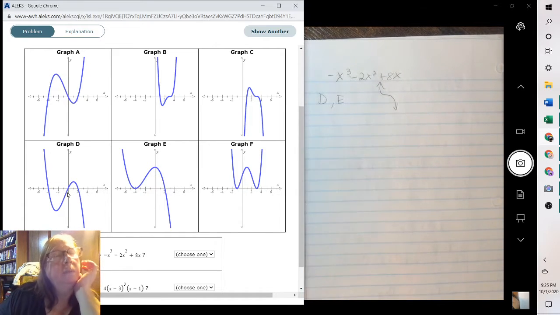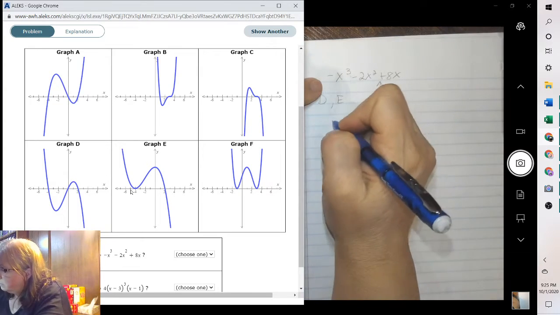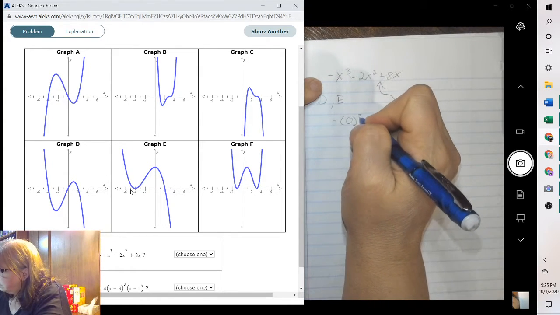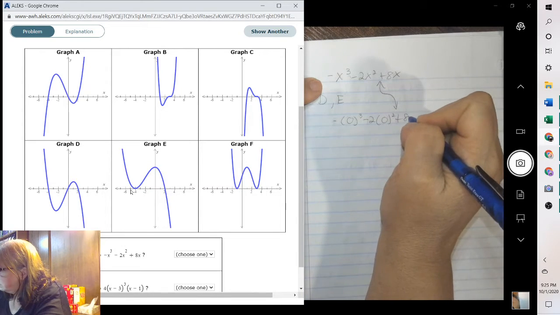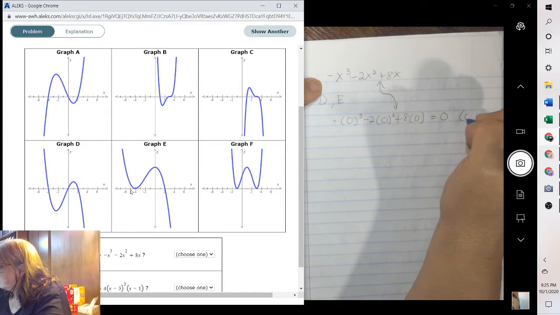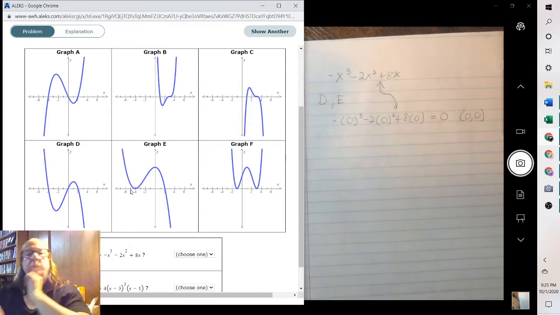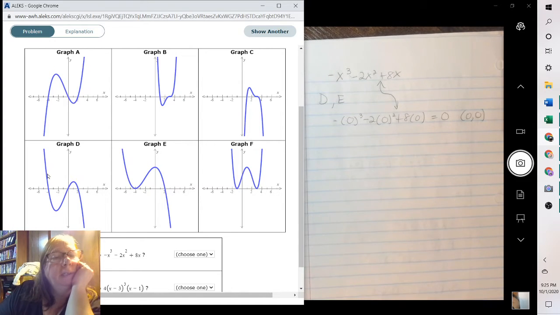I always like the origin if possible, and notice this one's at 0, 0. This is at 0 and a positive number. So plug in 0. So what's the point 0, 0? It was going down and it hit 0, 0. So it's this one, D.